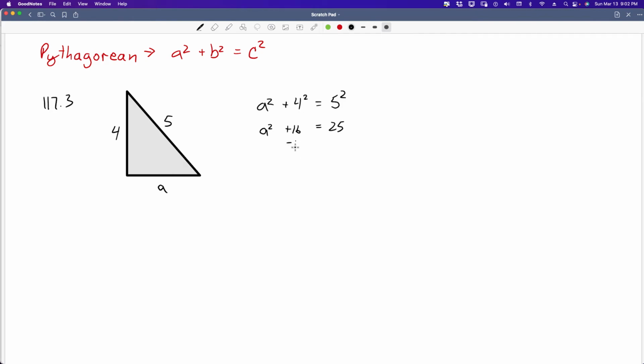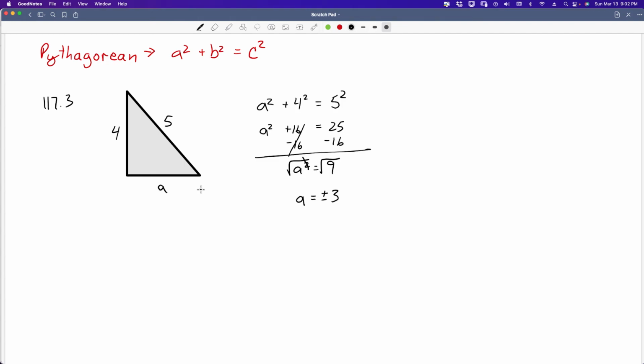We subtract 16 from both sides. This cancels. We have a squared is equal to 9. So then we use our radical symbol and unsquare both of them. This cancels, so we have a is equal to the square root of 9. Now what we would typically do is we would say plus or minus 3. But when we are talking about length, length can never be negative. Length is always positive.